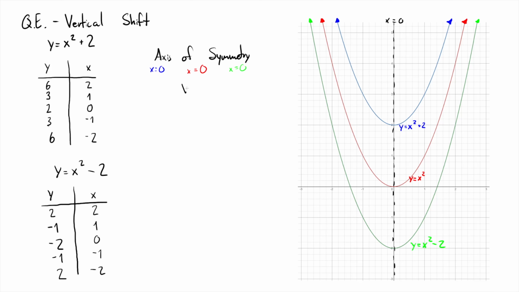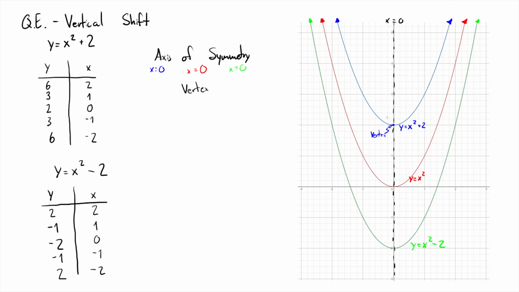What about our vertex? Well, remember, our vertex and axis of symmetry are related, but it doesn't necessarily mean that they are the same. So if we take a look at this blue graph, remember the vertex is either the lowest or the highest point of a quadratic equation or a quadratic graph here. And in this case, since all of these open upwards, we know that it's going to be a minimum. And that minimum is located right here. Okay, so this is the vertex for this specific equation, y equals x squared plus 2.